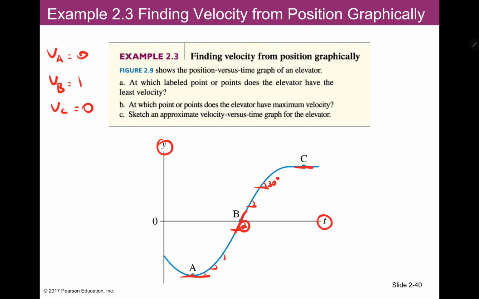And we know that this slope corresponds to the velocity. So velocity at point B is maximum. Last question: sketch an approximate velocity versus time graph of the elevator. This part is important. Velocity time graph. Let's try to draw this graph.